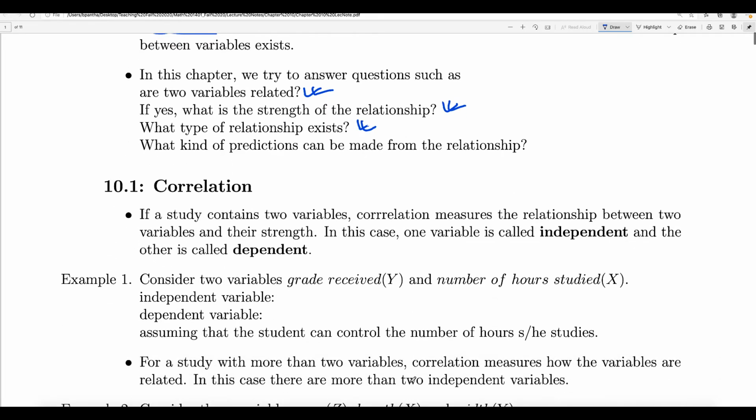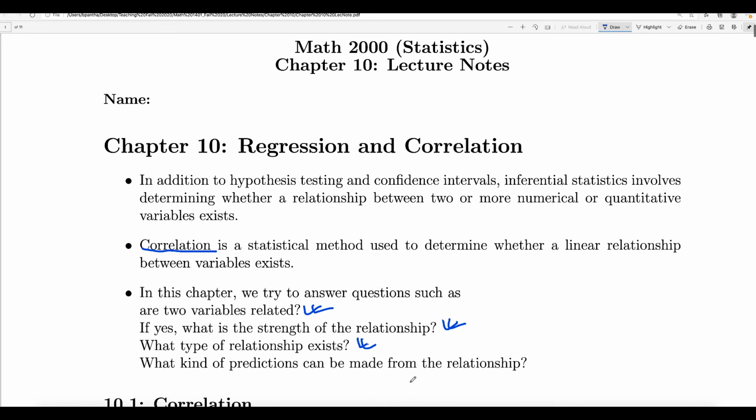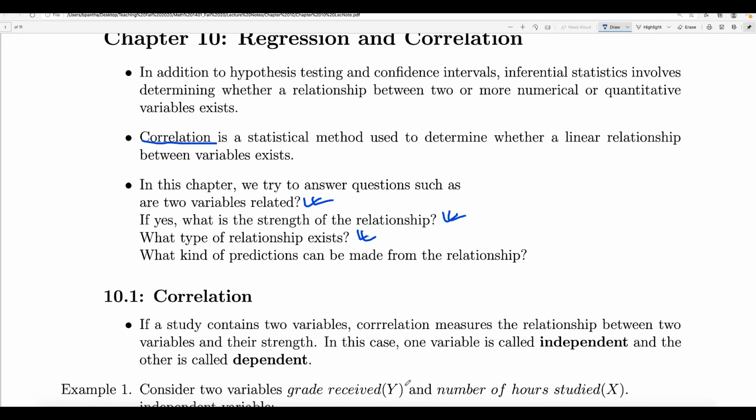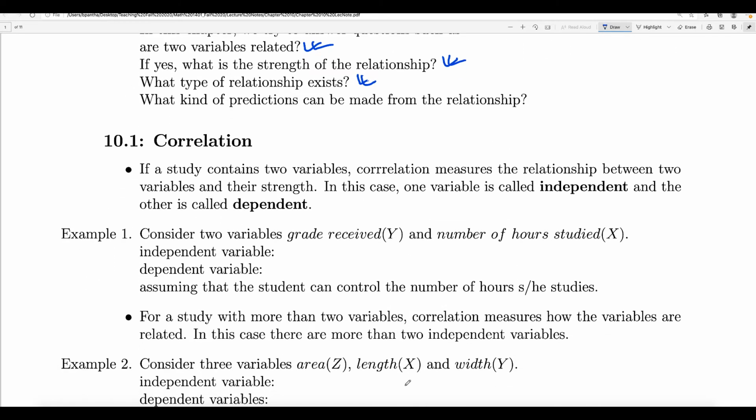The first section is 10.1. So actually we skipped chapter 9. This is not in the course. Chapter 9 will be seen in the next statistics course. So 10.1 is the correlation. Correlation is a study that contains two variables. Correlation measures the relationship between two variables and their strength.